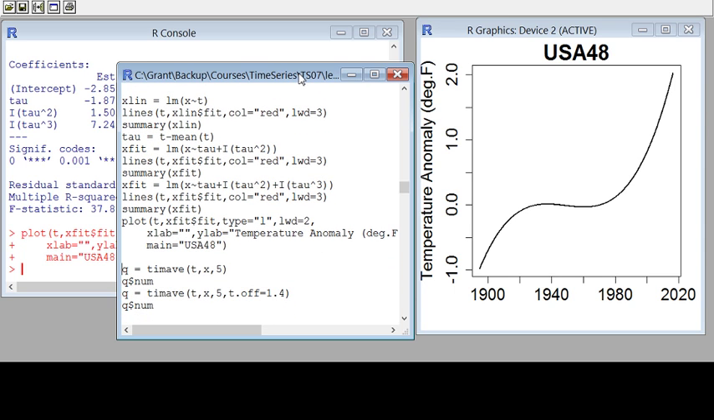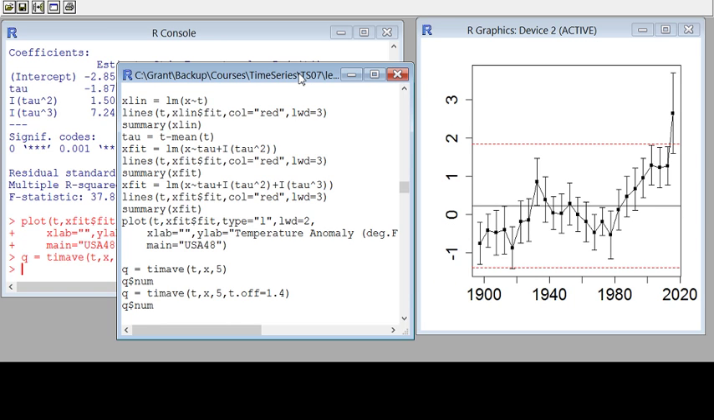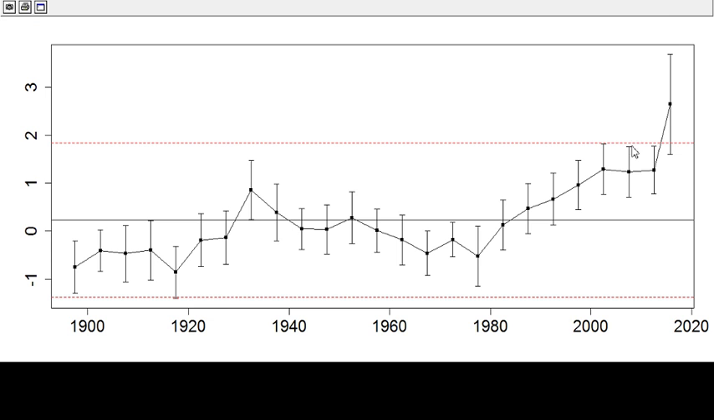But we really want to consider our smoothing methods. We can start with simple averages. Here are 5-year averages. The most interesting thing about this is that the last data point is so much hotter than the ones that came before it. It also has a wider uncertainty range to it.